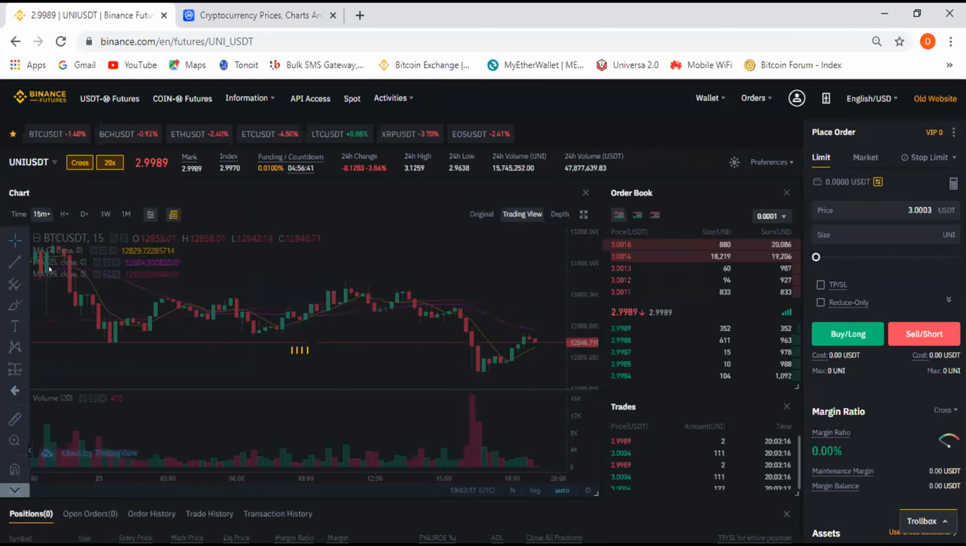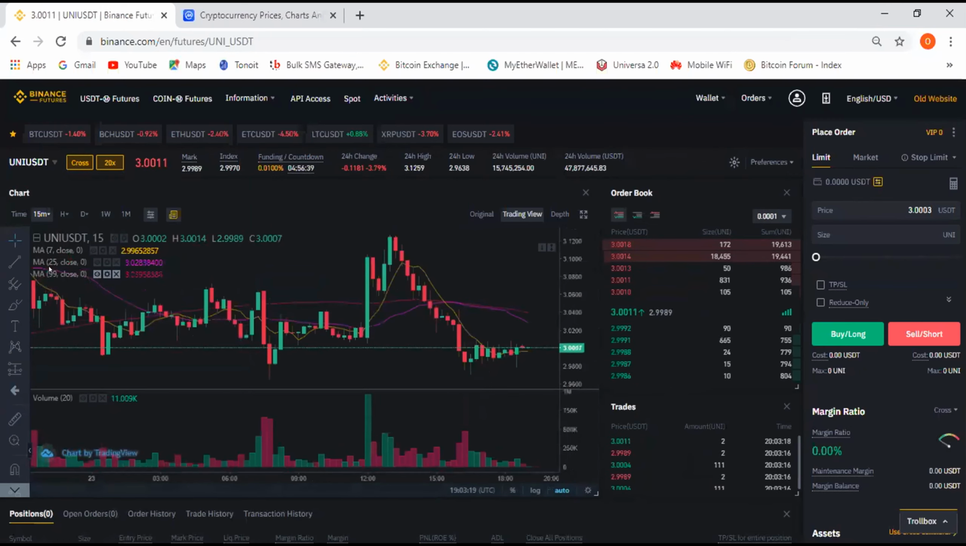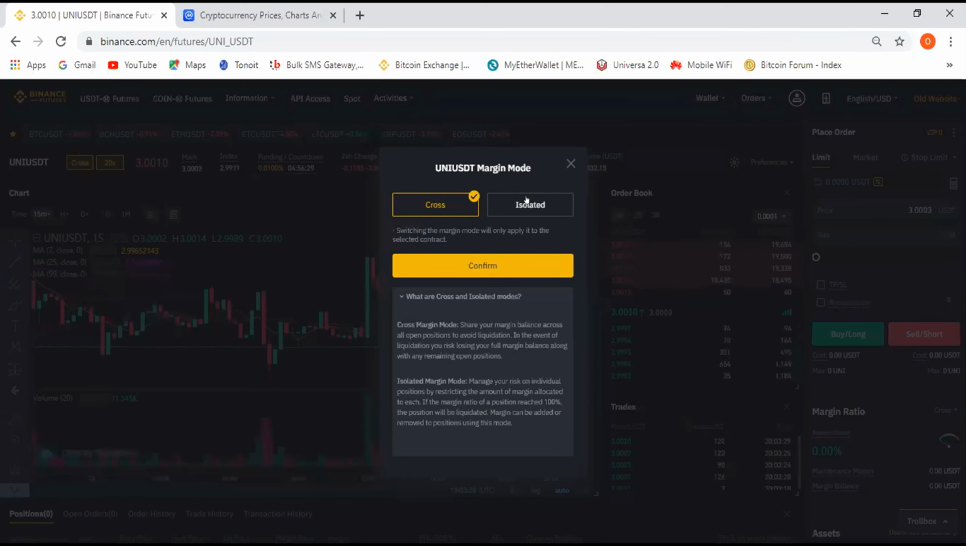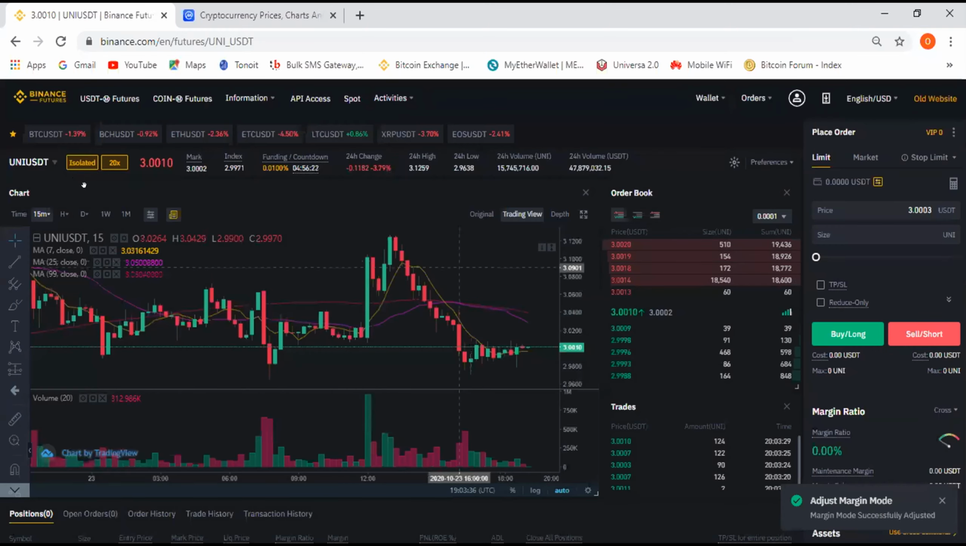Once the pair is up, then you want to look at the cross. This cross, you change it, make sure you change it to isolated. Why do you want to change to isolated? Once you change to isolated, you click confirm. Why do you want to change to isolated?